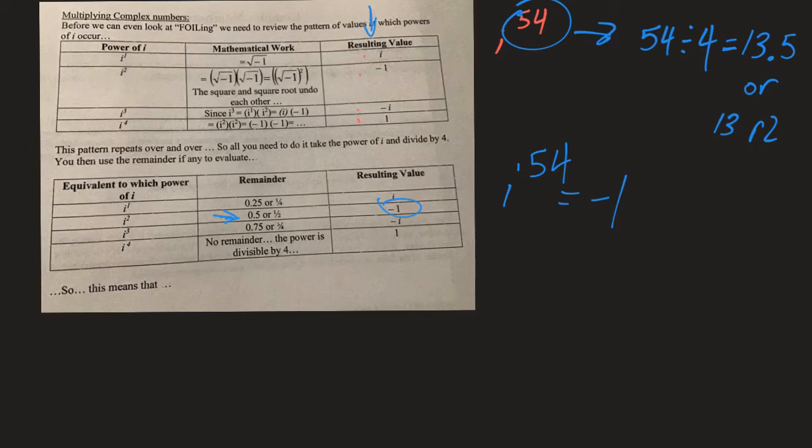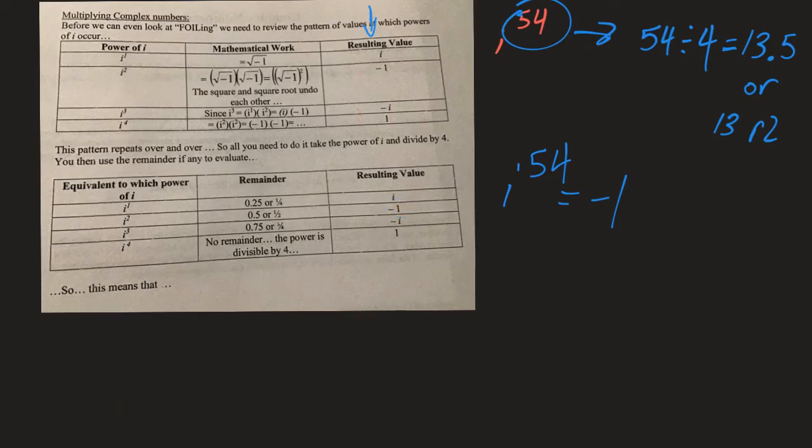Let's go ahead and give another example a shot. Let's try the next example, which says i to the 14th power. So again, we want to start with that exponent, 14, and divide it by 4, and we should get 3.5. Again, we don't care about the whole number part. We really care about this remainder of 0.5. So what does that mean? A remainder of 0.5, as it says on my table, is going to be -1. So i to the 14th is just -1.